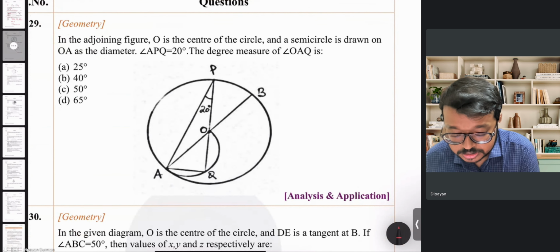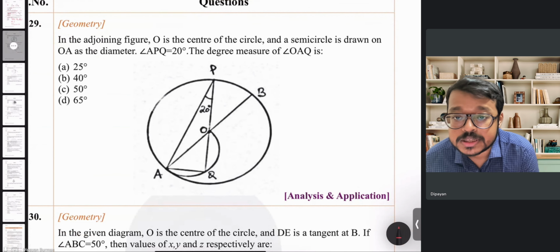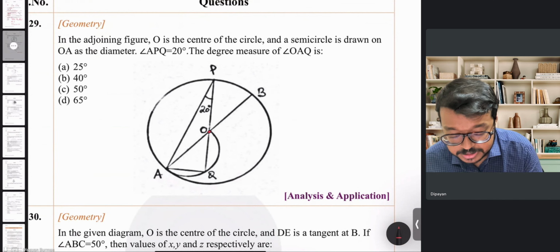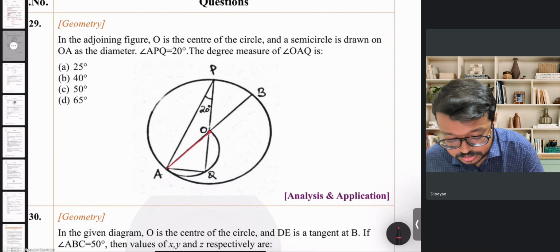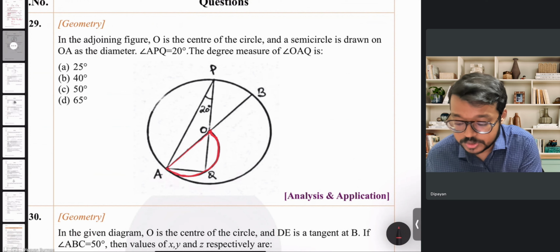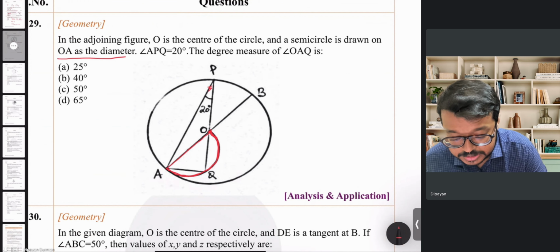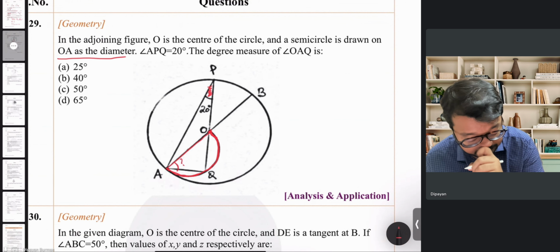Okay, in this question, it's something from circles, tangents maybe. Okay, O is the center of the circle and a semicircle is drawn on OA as the diameter. So you can see there is a smaller circle, semicircle, with OA as diameter. Okay, then angle APQ is 20 degree. What is the measure of angle OAQ? So this is my missing angle.